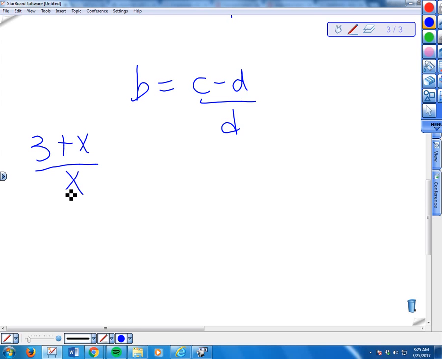If I have 3 plus x over x, I can't just say that's 1, so the answer is 3. The reason, if that were true, 3 plus 2 over 2 would be 3. But 3 plus 2 over 2 is 5/2. Right? It's an easy mistake to make.